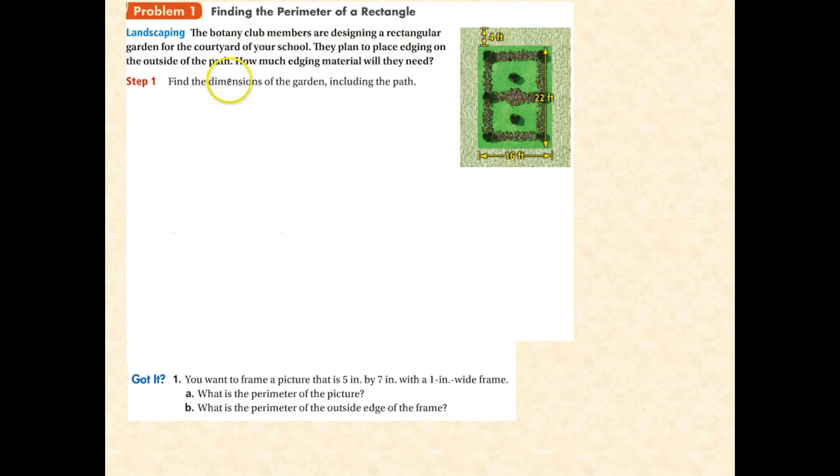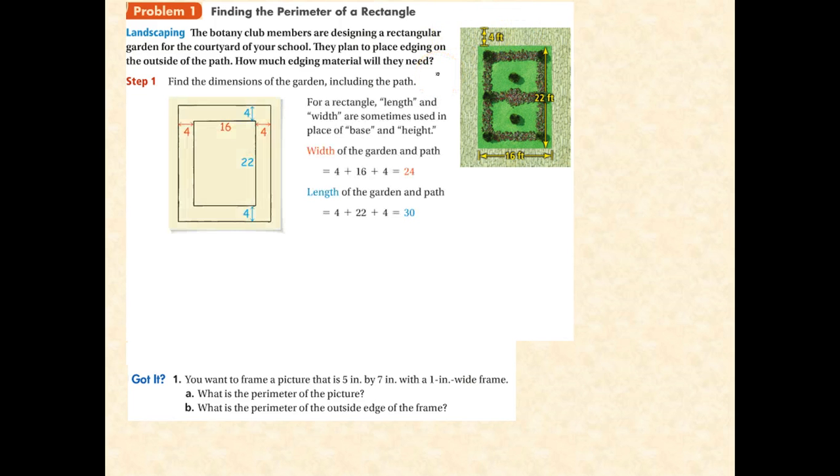Okay, well, we need to find the dimensions of the garden plus the path. For a rectangle, length and width are often used instead of base and height. So the width of the garden and the path together is 4 plus 16 plus 4. That's 24 feet wide. The length is 4 feet for the walkway plus 22 feet for the garden plus 4 more feet for the walkway. So the length is 30.